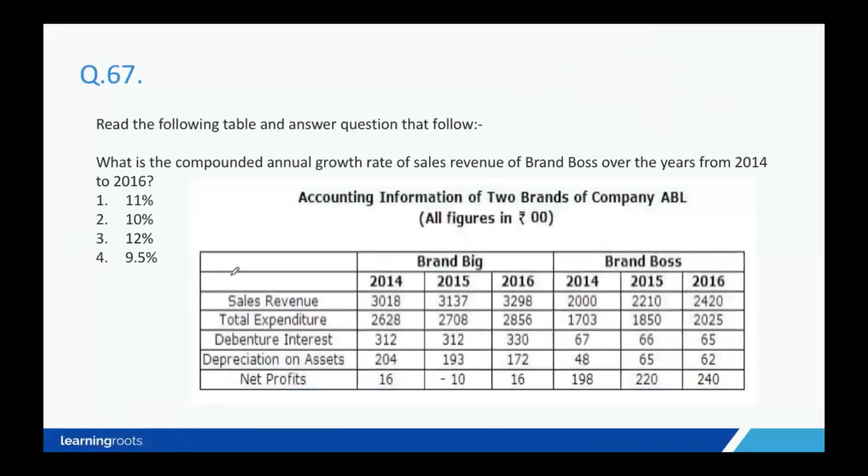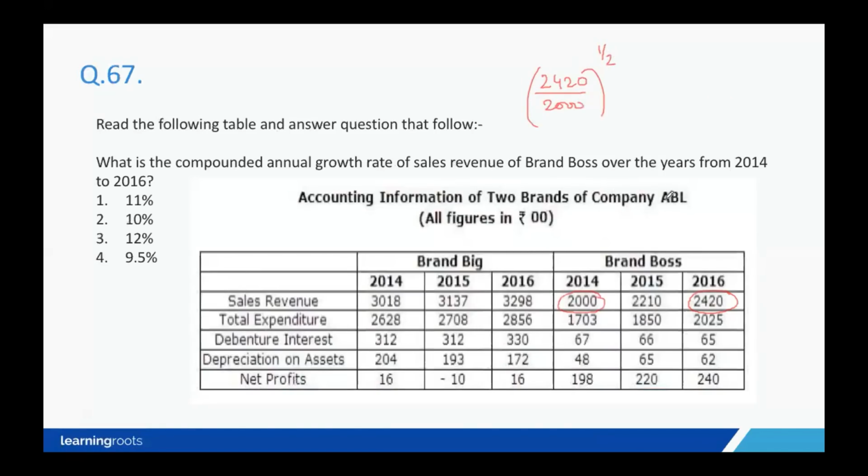67. What is the compound annual growth rate of sales revenue of brand Boss from 2014 to 2016? So we are looking at these two parameters, right? Sales revenue from 2014 to 2016. So what will be the CAGR? It will simply be 2420 divided by 2000 over how many years? Over 2 years. So I'll take the square root of that many years, right?